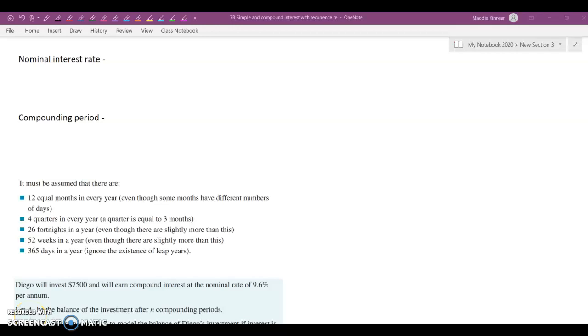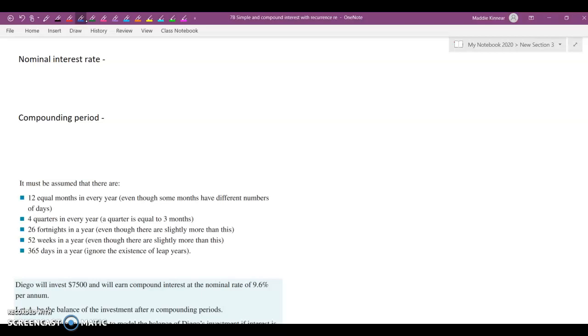So this video is going to explore what happens when the compounding periods vary, and we're looking at creating a recurrence relation for compound interest. To do this, we first of all need to look at the definition of what a nominal interest rate is and then what a compounding period is.